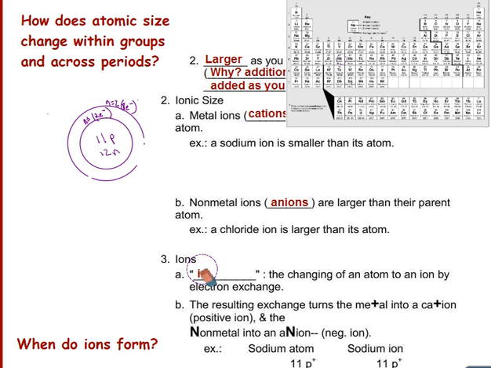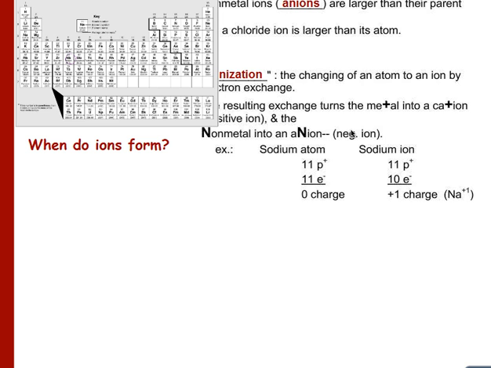Which brings us to ions. What is an ion? Well, ionization is the changing of an atom to an ion by electron exchange. So the resulting exchange turns the metal, which is a positive metal, into a cation, and the nonmetal into an anion, which is the negative one.